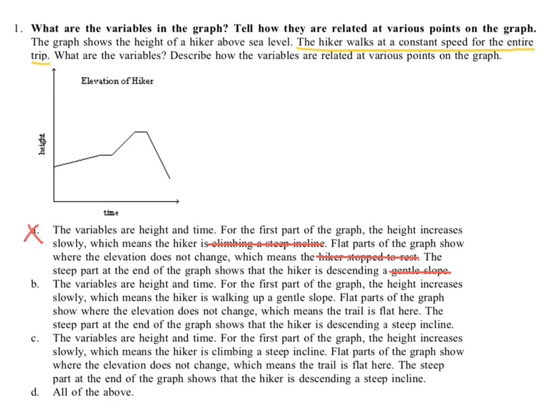Okay. Variables are height and time. For the first part of the graph, the height increases slowly, which means the hiker is walking up a gentle slope. That makes sense. The flat parts of the graph show where the elevation does not change, which means the trail is flat here. That does also make sense because they keep moving. So how do you keep moving but not gain elevation? Well, the ground must be flat.